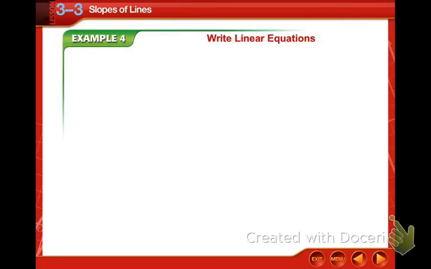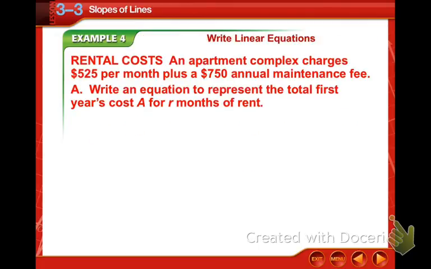One more example. This one's 2 parts though. First part, we need to come up with our equation for this specific apartment. It says the apartment charges $525 a month plus $750 for an annual maintenance fee. So the $525 is our slope. So in terms of A, that's going to be 525 times R plus 750. So that's our equation for this one.